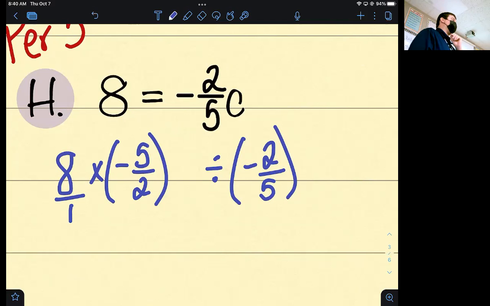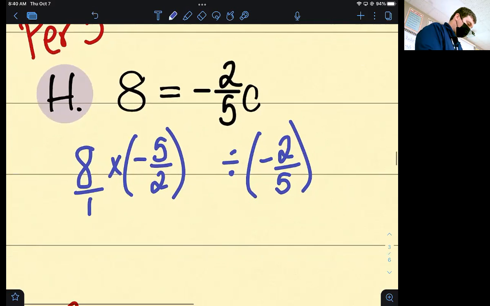That's what was confusing people. We have to use keep, change, flip for our fractions. Some people were flipping the 8 over 1 to make it 1 over 8. You're flipping the wrong one. Flip the fraction that you're dividing by. Keep, change, flip the second one. So the 5 over 2. And then we can cancel the 8 and the 2.